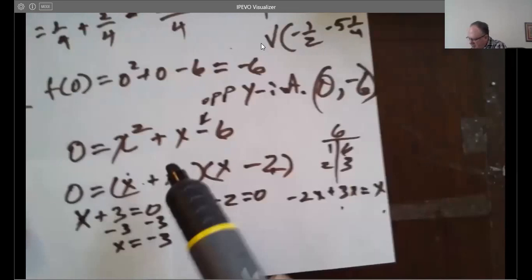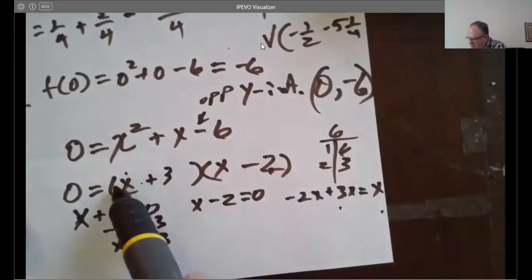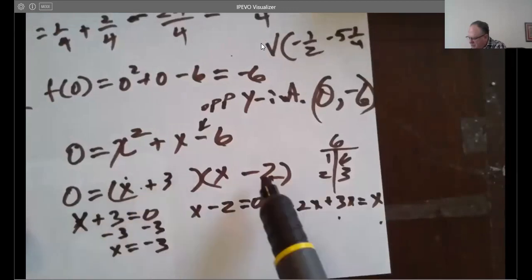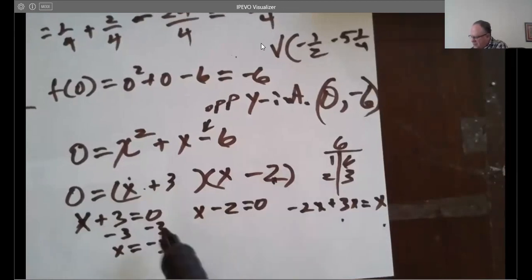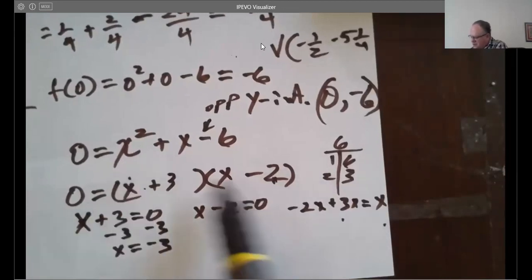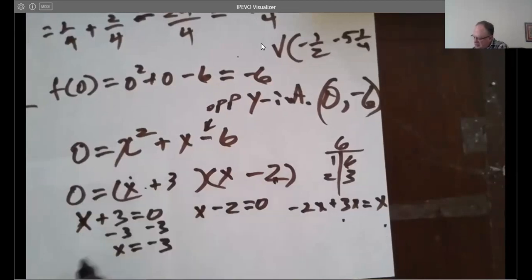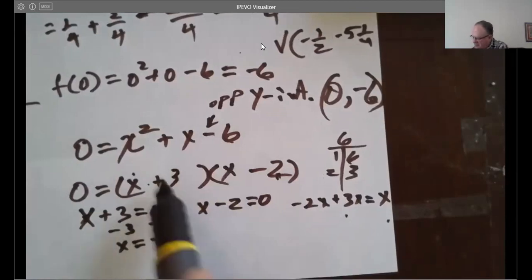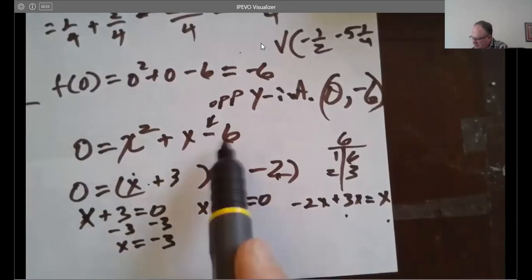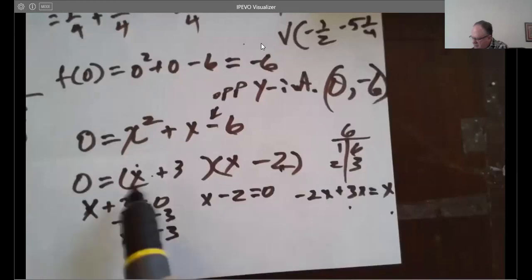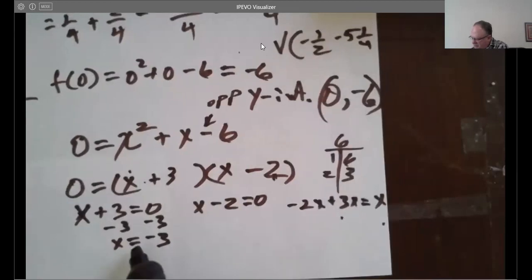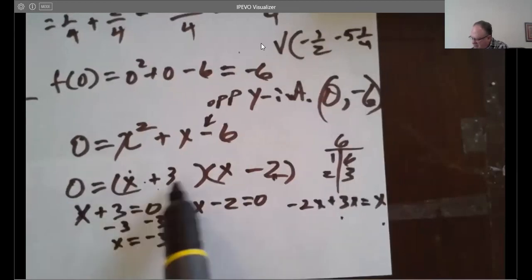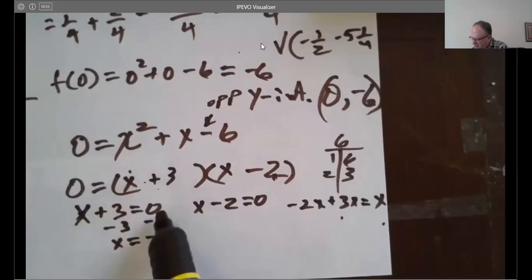So if you put negative 3 in here, it'd be negative 3 plus 3, that goes to 0, and then negative 3 minus 2, that'd be negative 5. And since 0 times anything is 0, that would be 0. So you're looking to see where this ends up being 0, and you do that by factoring your parabola and then setting each factor equal to 0 and solving. So negative 3 came from setting your factor, x plus 3, equal to 0 and solving.